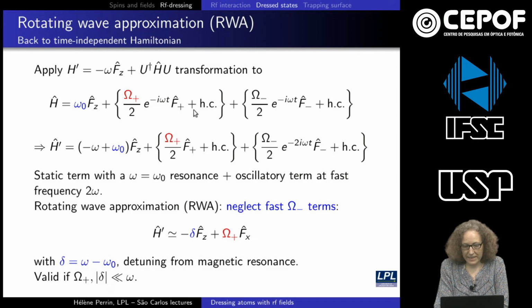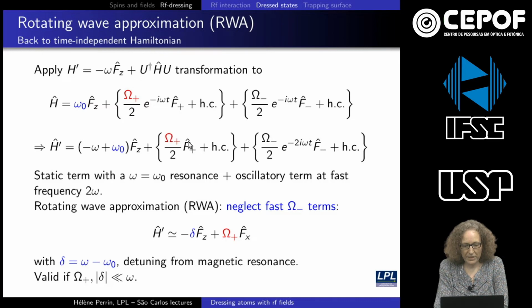Remember that this is the expression for our Hamiltonian h. So what is our h prime? We have the term minus omega fz, which is here, that I just add to omega 0 fz because the application of u dagger u to fz does nothing. And then if I apply u dagger u to f plus, I get exponential plus i omega t, which will just cancel with this time dependence.